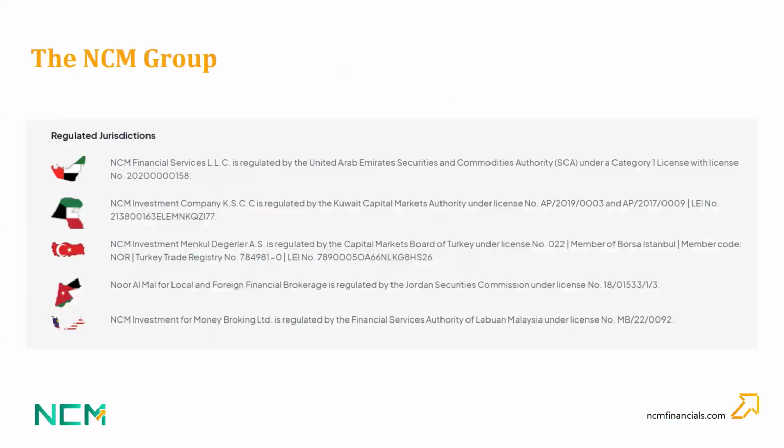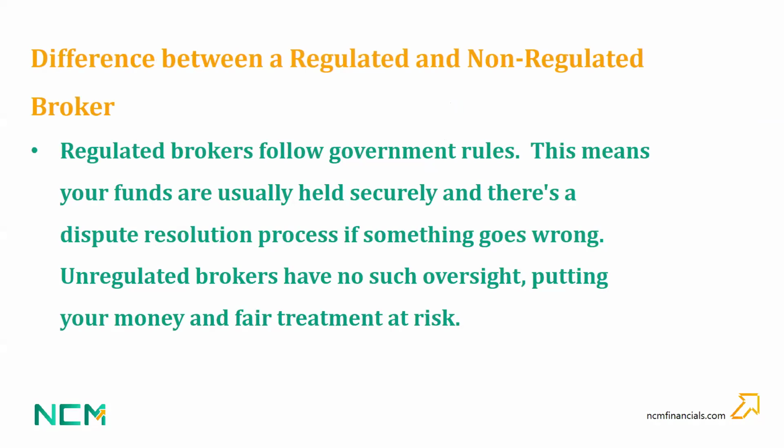So now we know the role of a regulated broker. We've discussed NCM. What's the difference? Regulated brokers follow government rules. This means your funds are usually held securely, and there's a dispute resolution process if something goes wrong. If you have an issue, a complaint, or something you need support with, you can always refer to the financial broker. And if they don't support you or you feel something's not right, you can always file a complaint with the regulator in the region. But with an unregulated broker, there's no such oversight, and your money and your treatment are at risk in every way, ethically and financially as well.